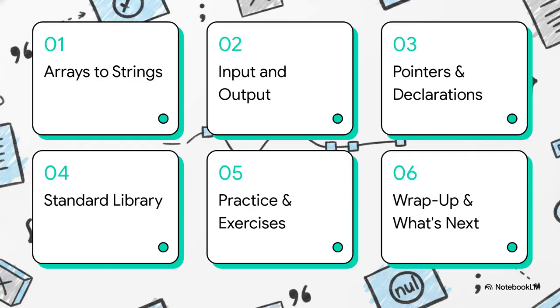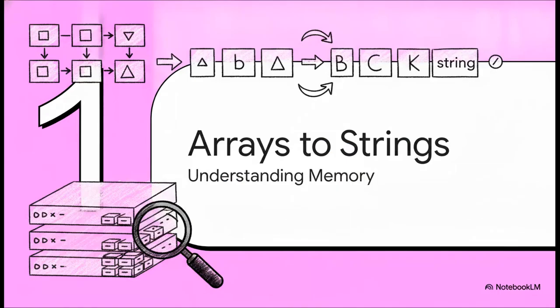Here is our roadmap for today's explainer. We'll go from arrays to strings, look at strings in memory, tackle input and output, explore pointers and declarations, crack open the string.h library, and then wrap things up with a preview of Chapter 9. All right, Section 1, Arrays to Strings and Memory.